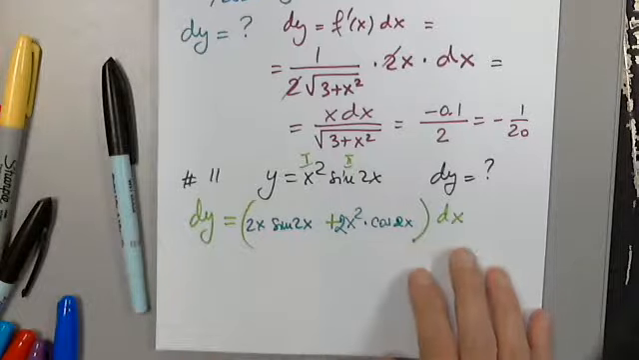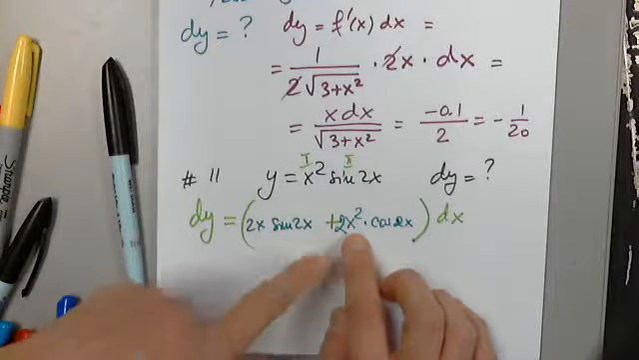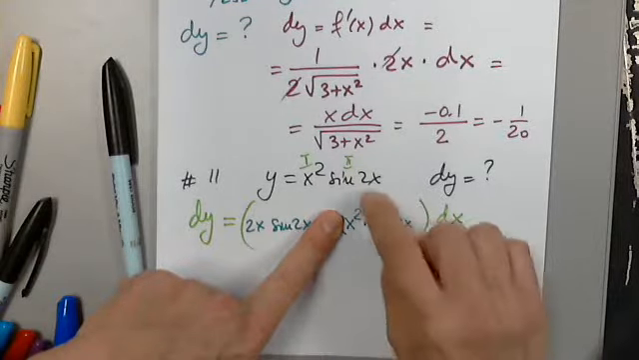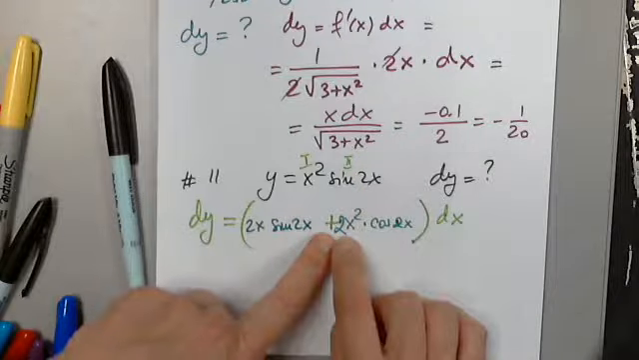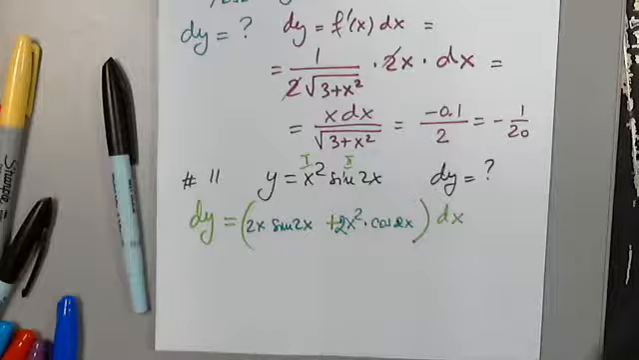Any questions here? So the first function prime times the second function plus the first function times the second function prime times the inner function prime, so I put the 2 in front. Because I didn't want to put it behind cosine 2x.